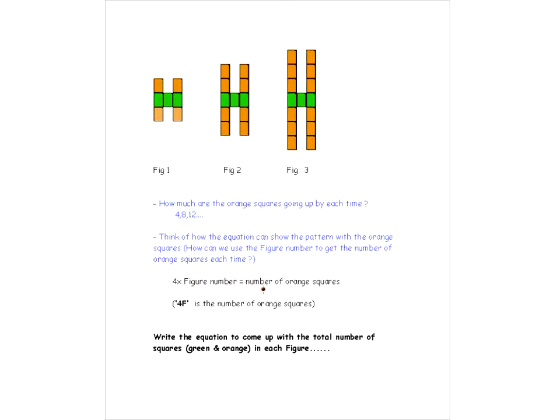Okay, so 4 times the figure number equals the number of orange squares. In other words, 4f stands for the number of orange squares. So that's what we're going to use in our equation. We use 4f. So now what we need to do is come up with an equation to find the total number of squares for each figure, the green squares and the orange squares.